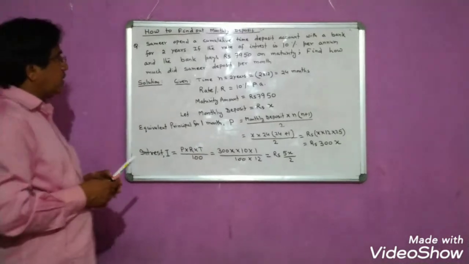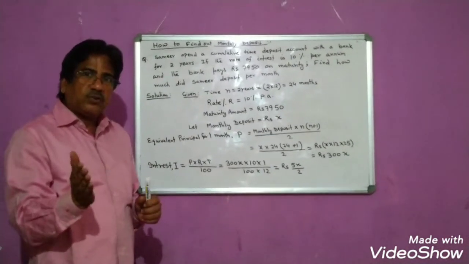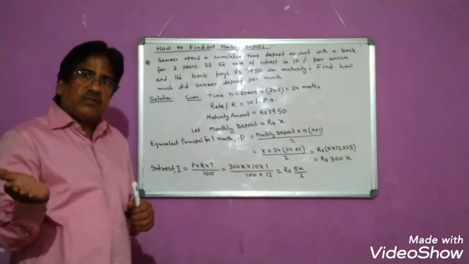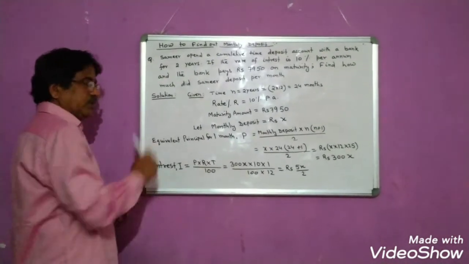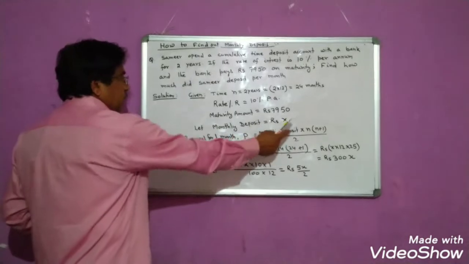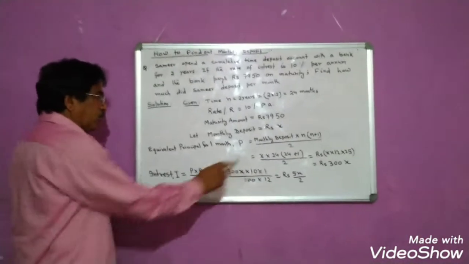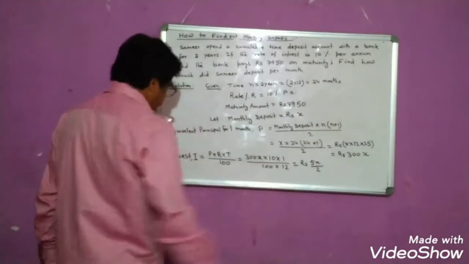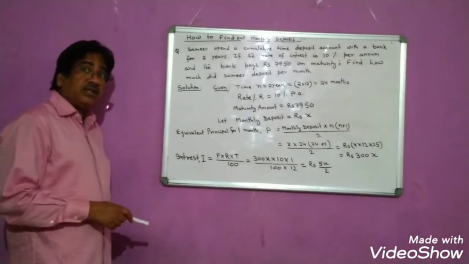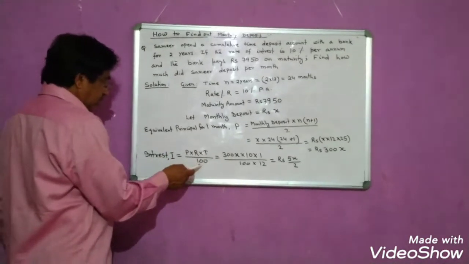Let the monthly deposit be rupees x. Now from here again we have to follow the steps which were discussed earlier. The first step is the equivalent principal for 1 month, P, and the formula says monthly deposit into n plus 1 by 2. Put the value and you will get it as rupees 300x. Then the second step was the interest. The interest calculation is the same, P into R into T by 100, and we will put their values.